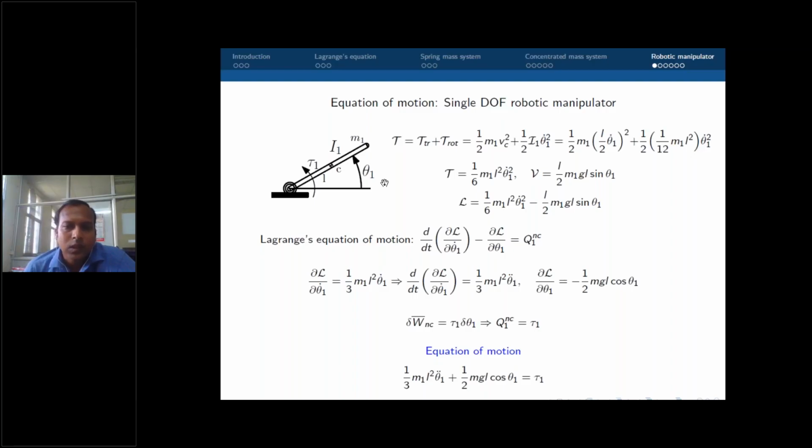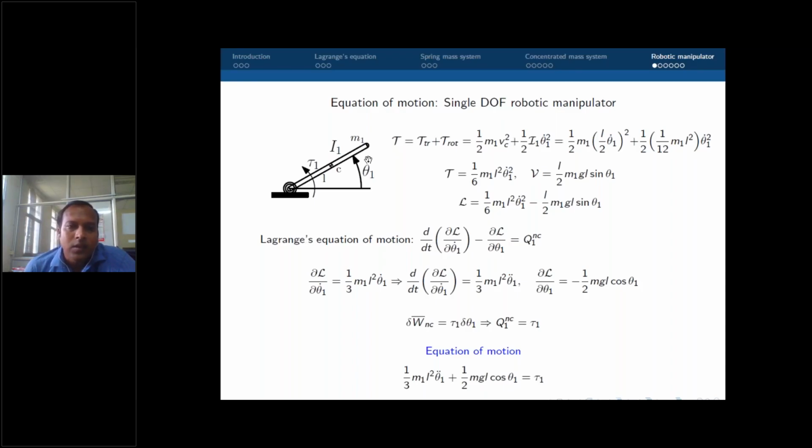So for the equation of motion, just below this figure I have written Lagrange's equation of motion. There will be only one equation of motion, and the derivatives of the Lagrangian will be with respect to theta 1 and theta 1 dot. So the first task is to define kinetic energy and potential energy and define the Lagrangian, and then you take the derivative of this Lagrangian with respect to theta 1 and theta 1 dot, and replace it in this Lagrange's equation of motion. So what is the kinetic energy of this system?